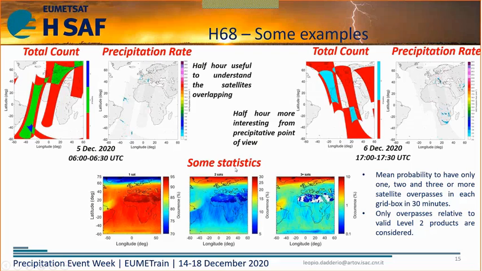In the plot on the bottom, you can see some statistics which report how often you can have 1, 2, and 3 or more satellite overpasses of a grid box in 30 minutes. You can see that most of the grid boxes are covered for most of the time by one satellite, and you can have 2 and 3 or more satellites with a significant probability at very high latitudes.